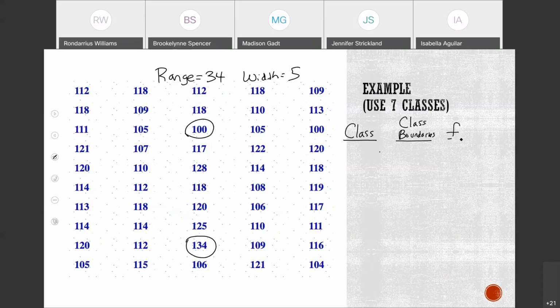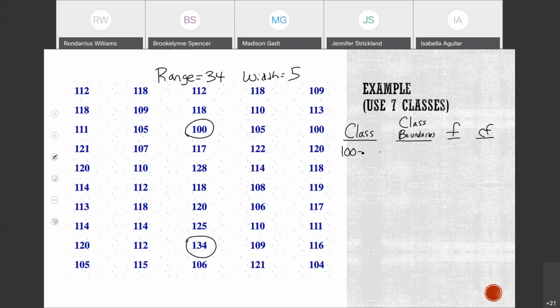All right, F for frequency, CF for cumulative frequency. You can abbreviate that way. Okay, so your first class, we're going to start with the lowest value in the data set. So that's going to be 100. Okay, and remember that we want this class to have a width of 5.